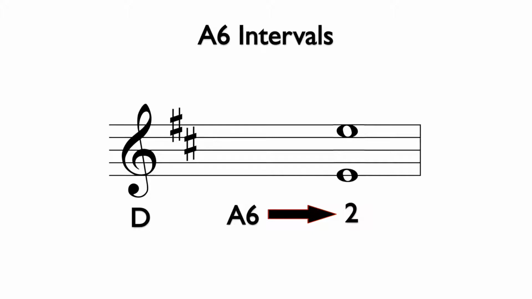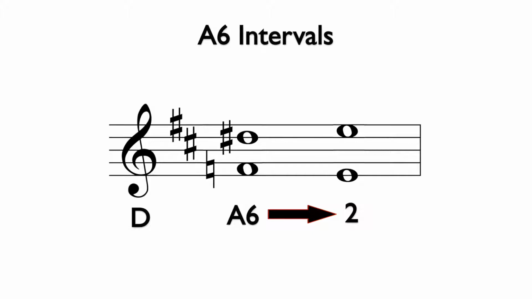If we find the note a half step above the lower E, which is F, we have the lower note of the augmented sixth interval. Next, we will find the note that is a half step below the upper E. This is D sharp. So F to D sharp is the augmented sixth interval that leads to scale degree 2 in the key of D.